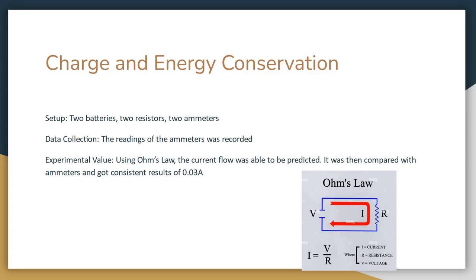And in the actual experiment, in this one, the charge and energy conservation, the setup is two batteries, two resistors, and two ammeters. And readings from the ammeters were conducted. And using Ohm's law, current flow is able to be predicted and was compared with the ammeters, and got consistent results of 0.03 amps. And you can see just the typical Ohm's law on the bottom right.